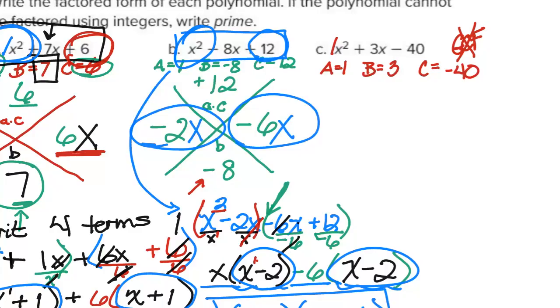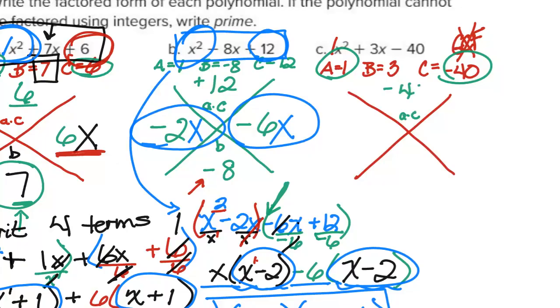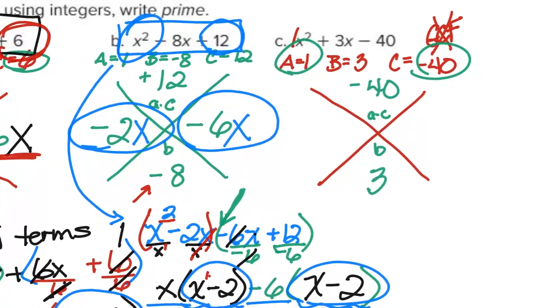All right. C equals negative 40. So let's go with the x. What am I multiplying for the top part of the x? A times C. A times C is going to give you negative 40. Okay. What do I put in the bottom part of the x? B. And what is that B value? 3. So now I am looking for two factors of negative 40 that add up to 3.